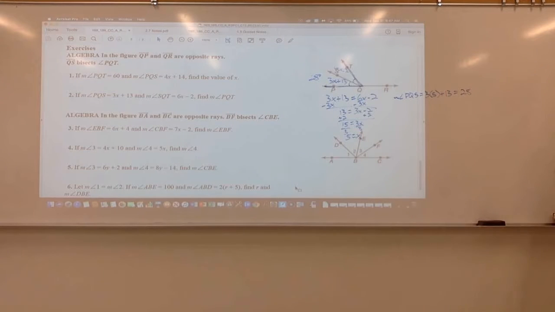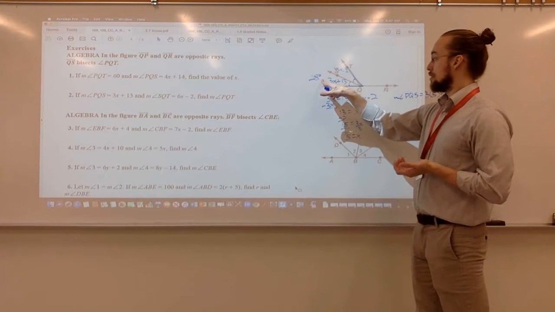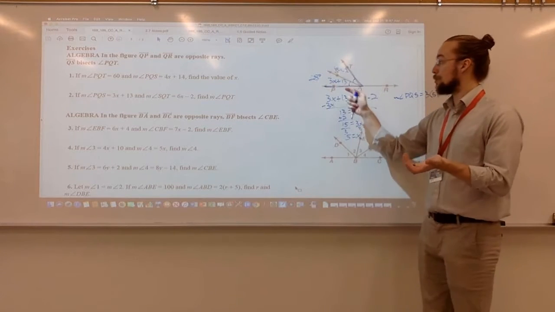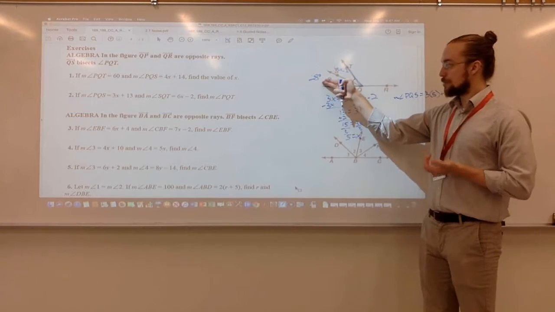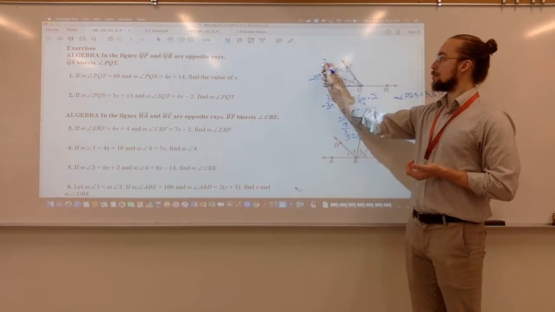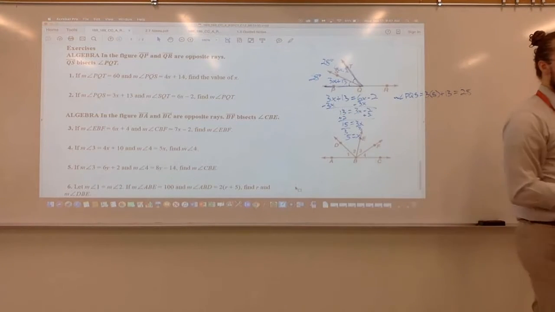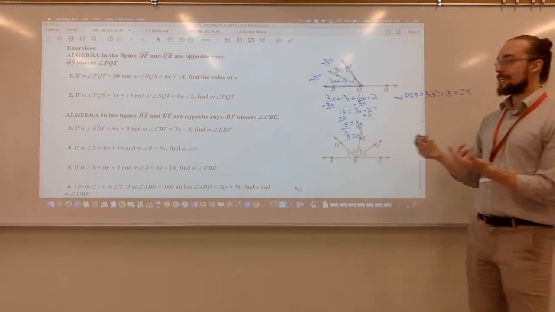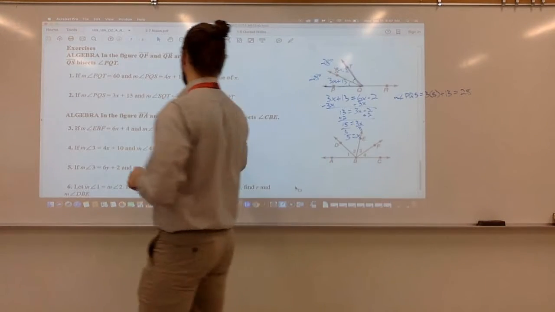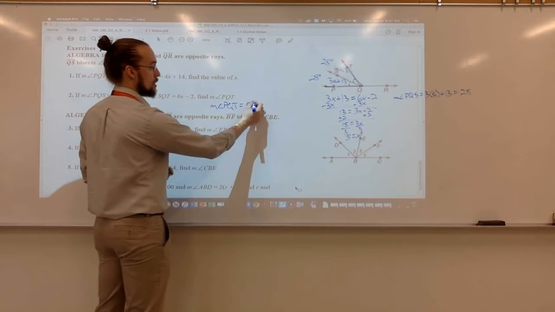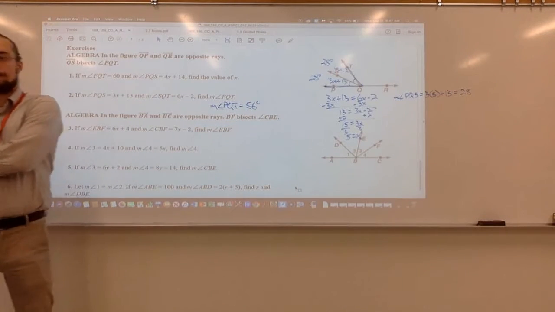So how does that help me find PQT then? Yeah, so I could also plug 5 into this one, right? Or I could just say, well, if these are equal, and this one's 28, then this one would have to be 28, and then I can add these together. So 28 plus 28 gets me that my final answer, the measure of angle PQT, should be 56.